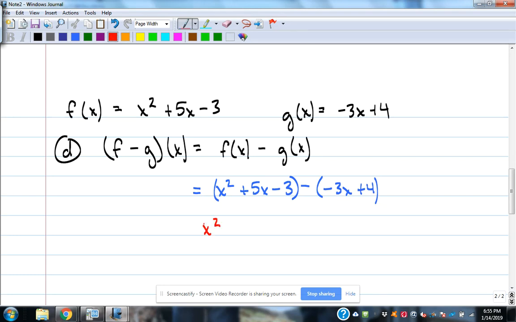So x squared stays the same. 5x minus negative 3. That's a double negative, so that'd be positive 8x. Negative 3 minus positive 4, negative 7. So f minus g of x is that.